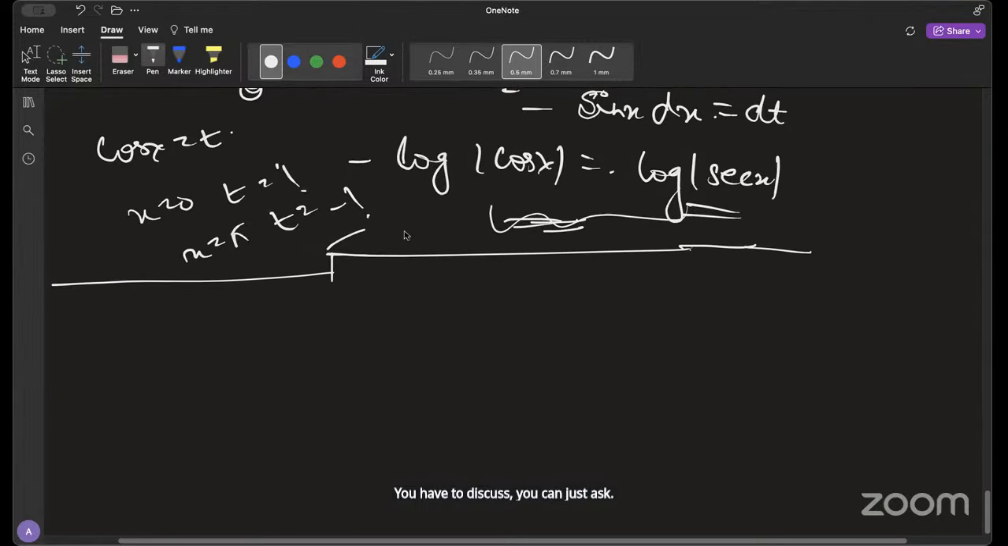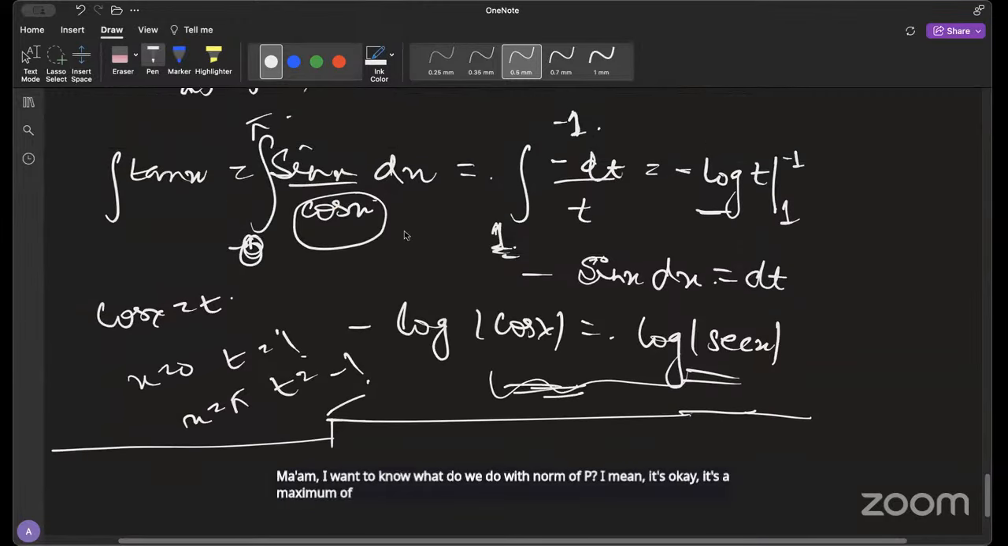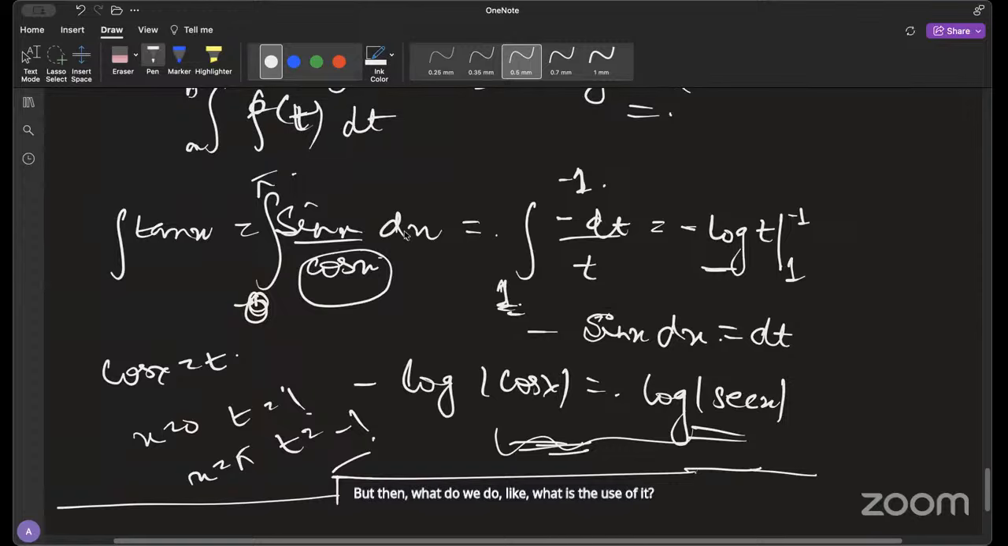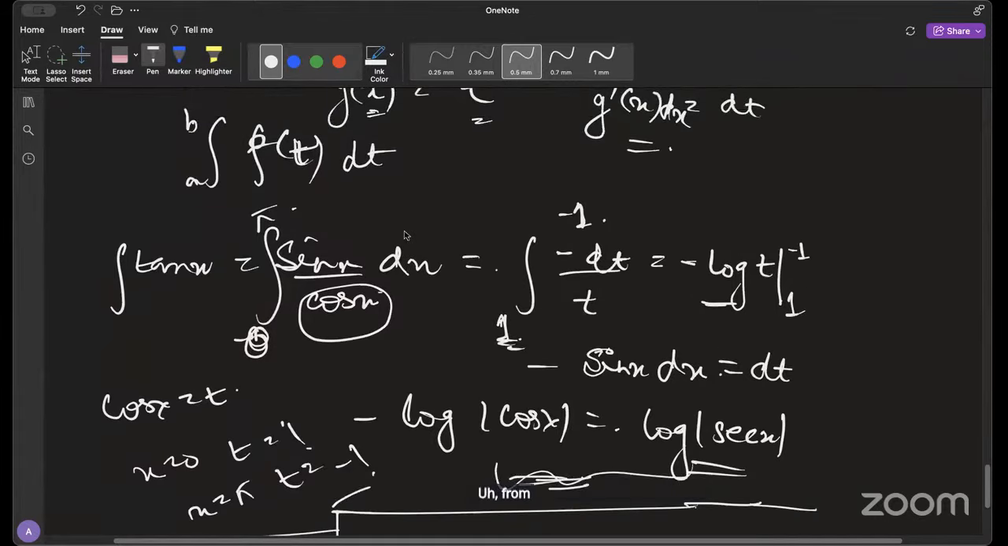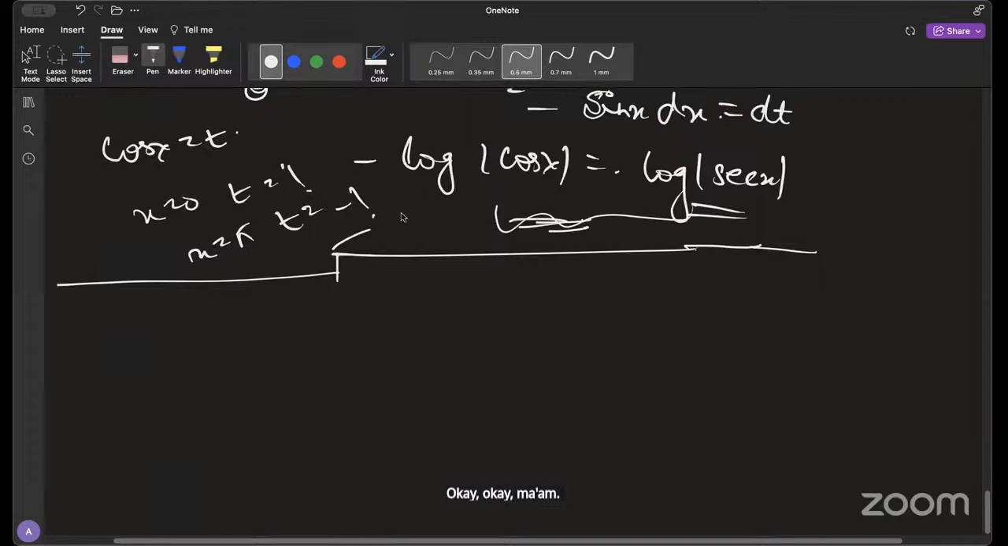Ma'am, I want to know what do we do with the norm of P? I mean, it's okay, it's the maximum of the interval, that's good. But then what do we do? Like, what is the use of it in our syllabus? I don't think there's a use in your syllabus from where I see, but it's used in Riemann integrals actually. Okay, okay, ma'am. Start with graph theory then.